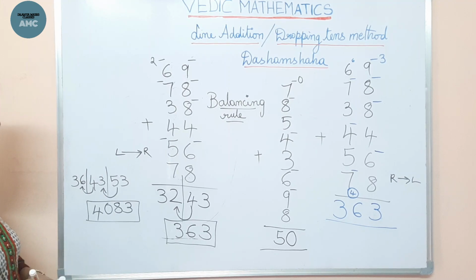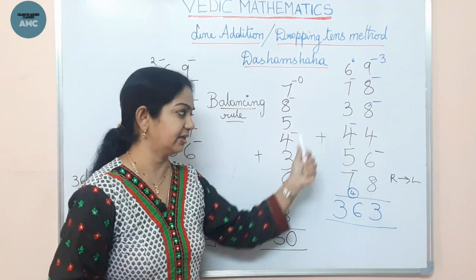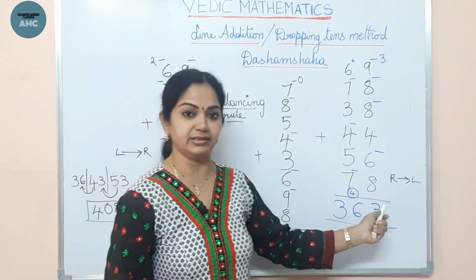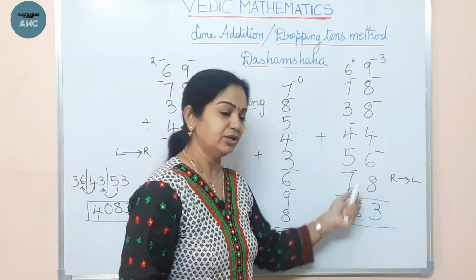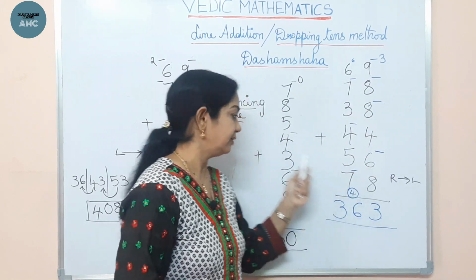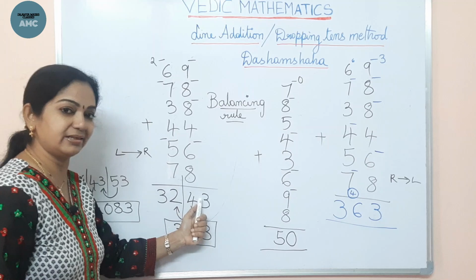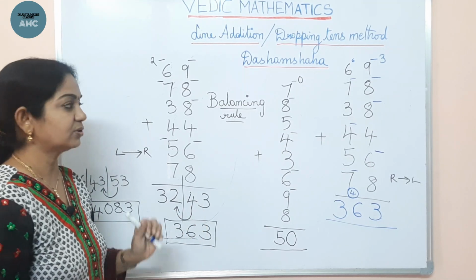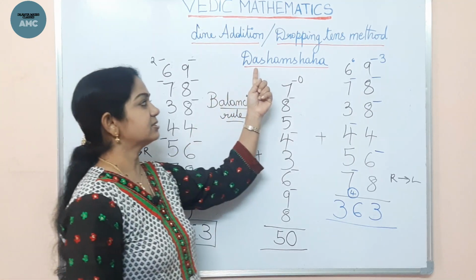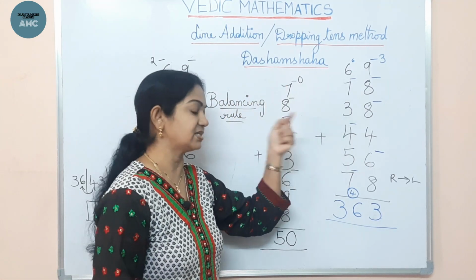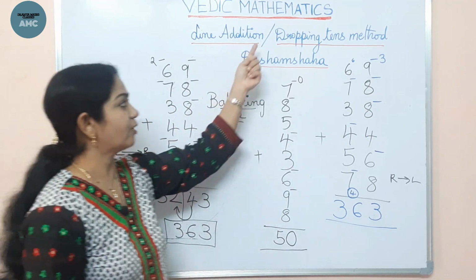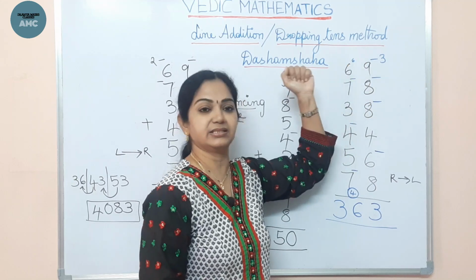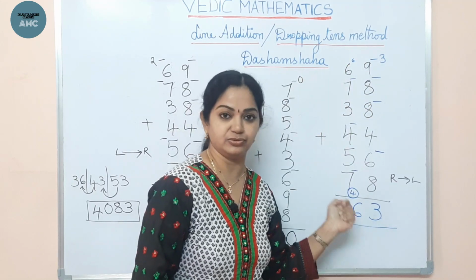Okay, so there are two methods for line addition. You can take 3 lines, you can take 4 lines, whatever it is. If you are doing it from the right side, you have to keep a carry, and if you are doing it from the left, you write it like this. Then in the next step you get the answer by balancing it. So this is called dashamsha, because dashamsha means 10. So we have dropped 10, and to remember that I have been placing the bars here.